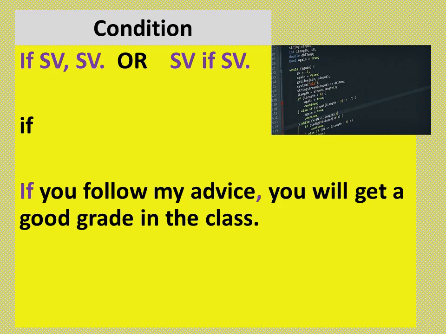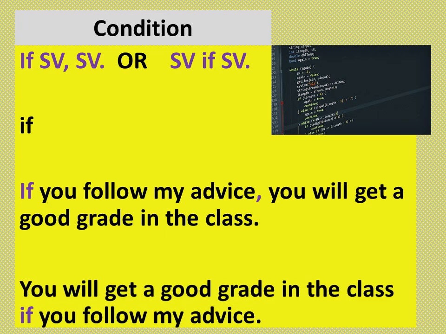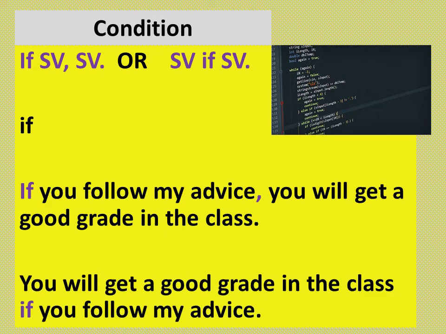So using the word if: if you follow my advice, comma, you will get a good grade in the class. So that's that formula, if subject verb, comma subject verb. And that means on the condition of following my advice. That has to happen first. And then the other half of the sentence will happen. Let's hope, right? And of course, you can flip this around for the second formula and say you will get a good grade in the class if you follow my advice. And there, the subordinating conjunction is in the middle of the sentence, so there's no comma.